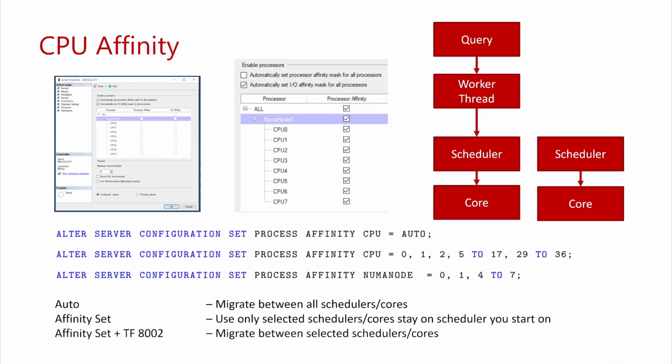There you can set the affinity plus you turn on trace flag 8002. That gives you the behavior of auto, but only on the cores you selected. So if you want SQL to run only on half the cores, you can affinitize that and set that trace flag, and then SQL will only schedule between those cores, but with its normal behavior of moving around.